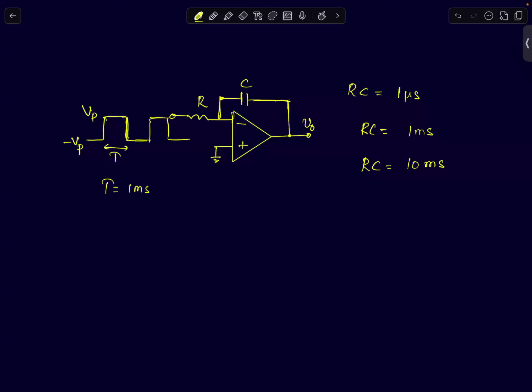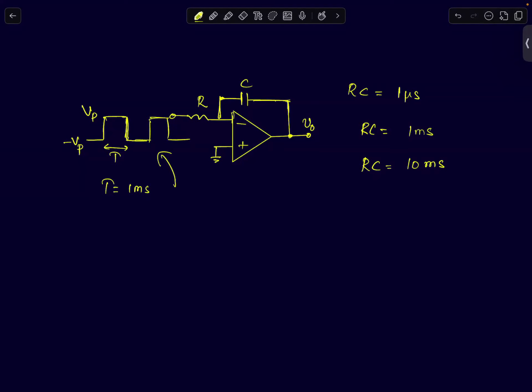Now that we have discussed different ways of realizing integrators, non-inverting integrators and differentiators, we will look at a very important aspect, which is how integrators and differentiators respond to pulse signals. When I feed a periodic pulse signal like this, what will be the response of differentiators and integrators?